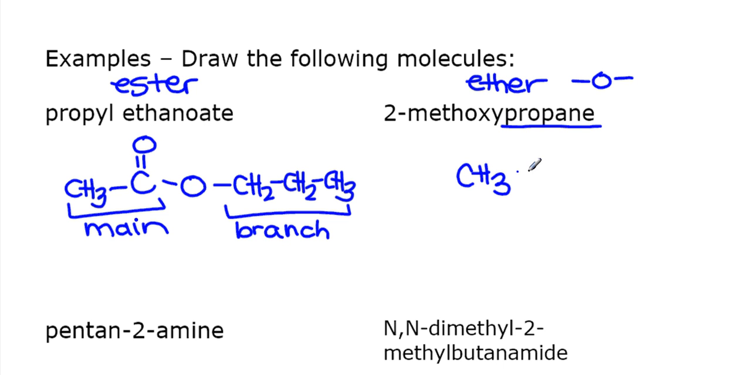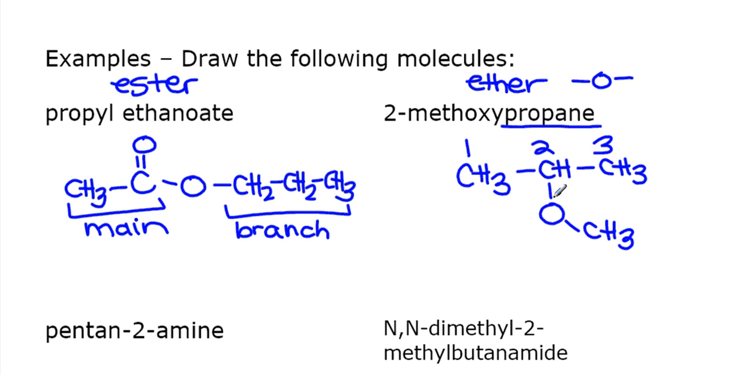CH3, I'm going to have my group attached on number 2. So I'm going to leave a spot for bonding. Meth means 1 carbon, so I know the oxygen has to be bound at number 2. And then attached to this, I'm going to have my methyl group. 1, 2, 3. Number 2, there's my methoxy branch, and the propane is my main chain.